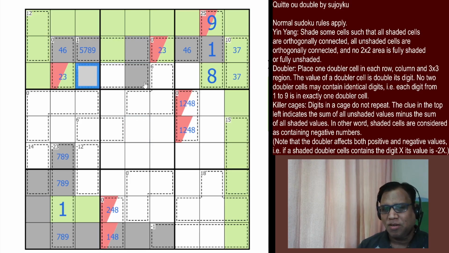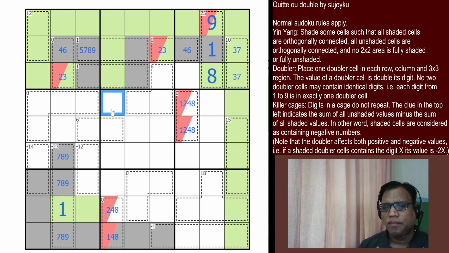And now because of this 1, 1, right? Again, in this 1, something should be positive. So this has to be unshaded. 4, 6, 4, 6. So 2, 3. 2, 3 cannot be here also, right?